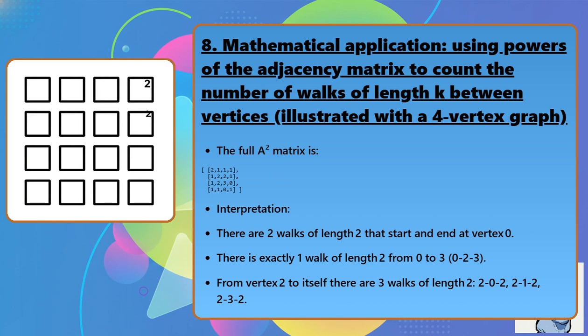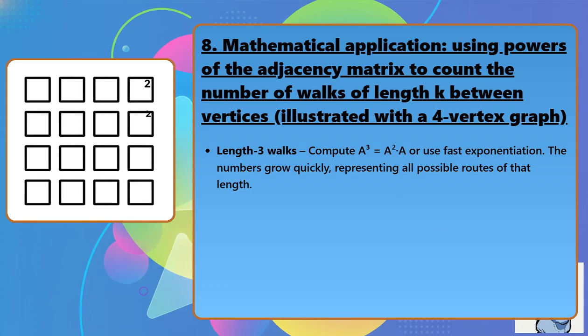Interpretation: there are two walks of length 2 that start and end at vertex 0. There is exactly one walk of length 2 from 0 to 3, namely 0 to 2 to 3. From vertex 2 to itself, there are three walks of length 2: 2 to 0 to 2, 2 to 1 to 2, and 2 to 3 to 2.